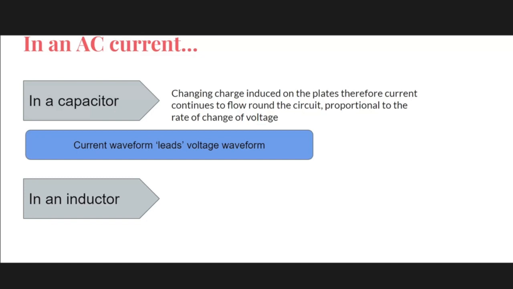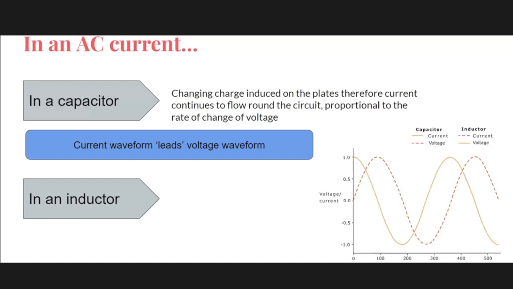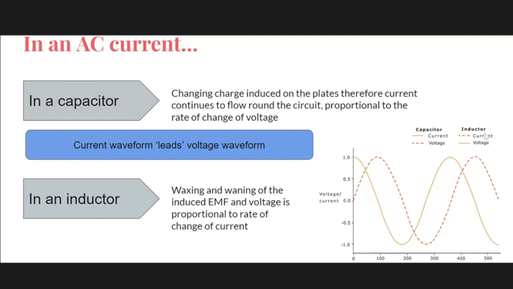And so a graph that shows the relationship between current and voltage in each of these elements is shown here. With a capacitor, the current waveform leads. The current waveform is the solid line, and the voltage waveform is the dotted line. And so you can see the shape of the current is mirrored by the voltage later. And then basically it's the opposite for an inductor.